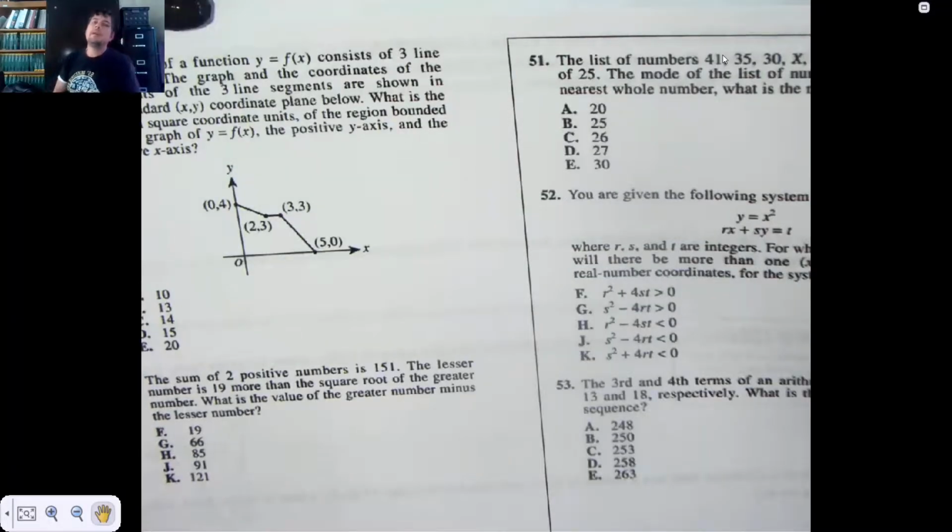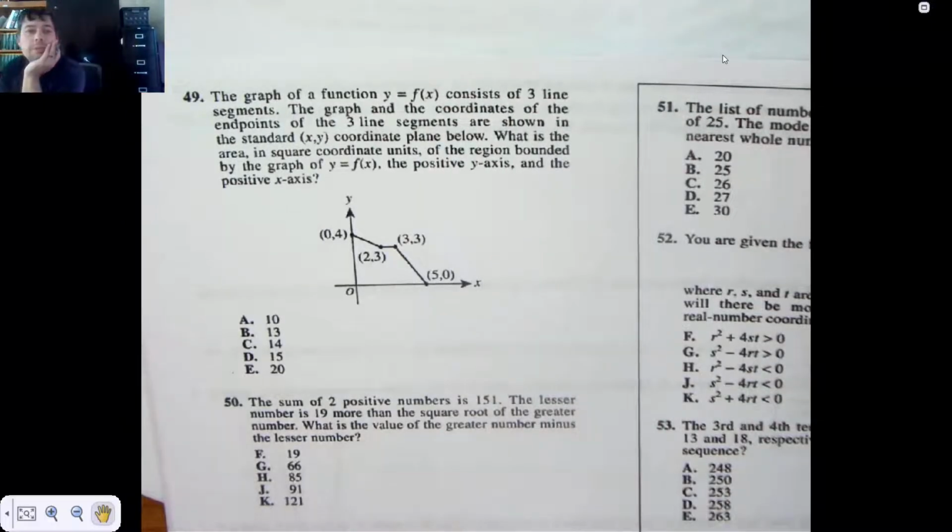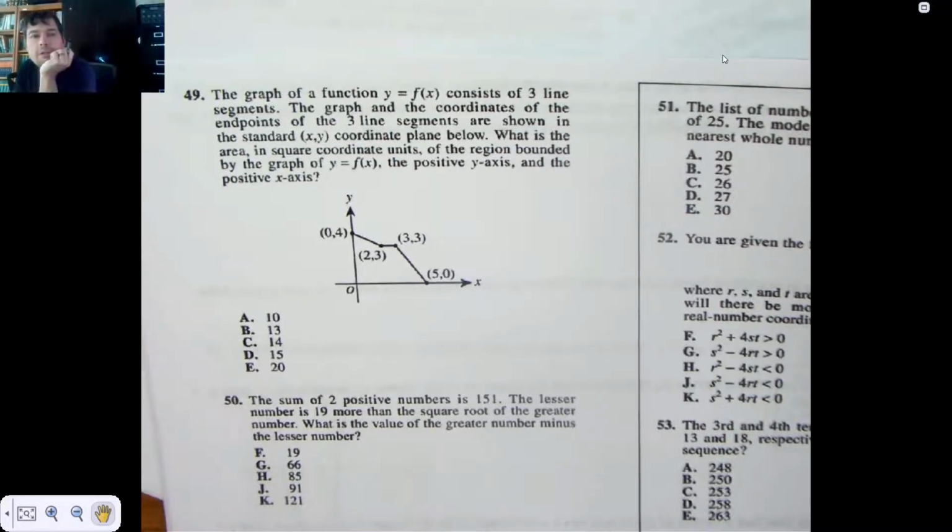Okay. The graph of a function y equals f of x consists of 3 line segments, so that would make it a piecewise function, wouldn't it? The graph of the coordinates shown, or the endpoints of the 3 line segments, are shown in the standard xy coordinate plane below. What is the area in square units of the region bounded by the graph of y equals f of x, the positive x-axis, and the positive y-axis? There's a lot of ways of doing this, a whole lot of ways of doing this.